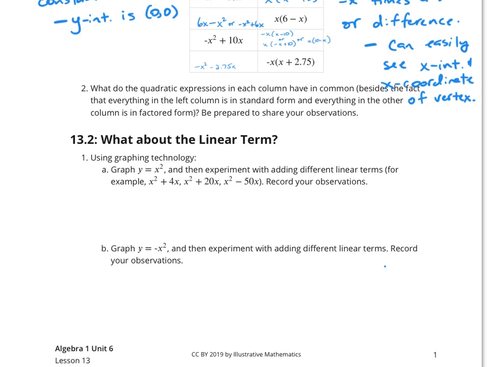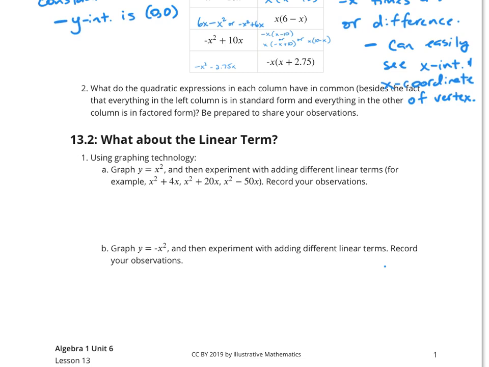All right, for this next activity, you're going to need to use Desmos. What you're going to do is start by graphing the equation y equals x squared, and then experiment with adding different linear terms. So for example, try x squared plus 4x, x squared plus 20, x squared minus 50x, and then record your observations. Once you do that, you're going to repeat the process, but this time you're going to use y equals negative x squared and do the same thing.